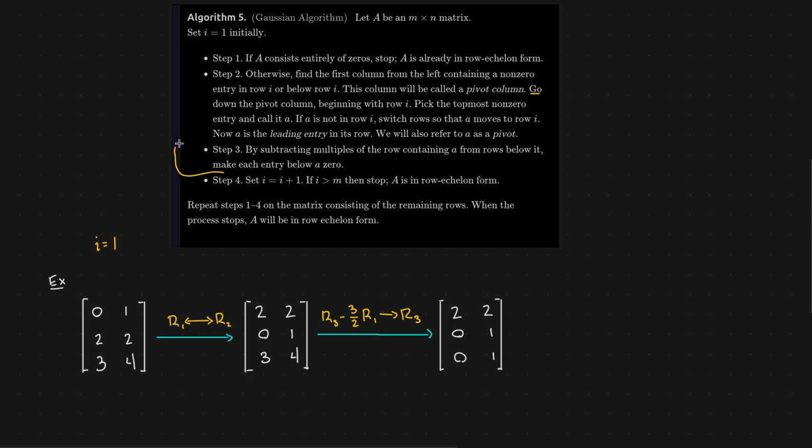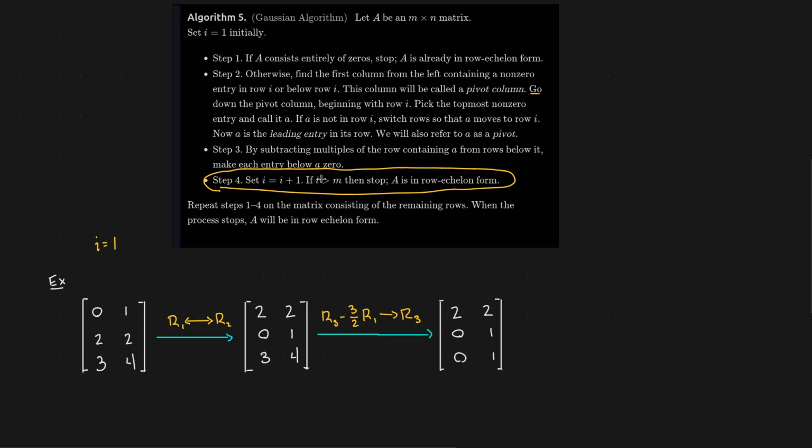So I'm done with step 3. I've made each entry below A equal to 0. Each entry below this 2 is equal to 0. Beautiful. All right. Now, step 4.